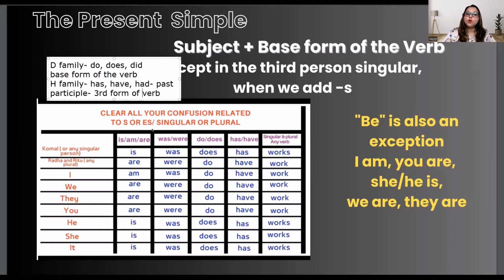Okay. So with H family, and another hack, that is, we use second form of verb only with simple past. Only with simple past, we are using second form of verb. Is that clear? I hope that it is clearer for you now.